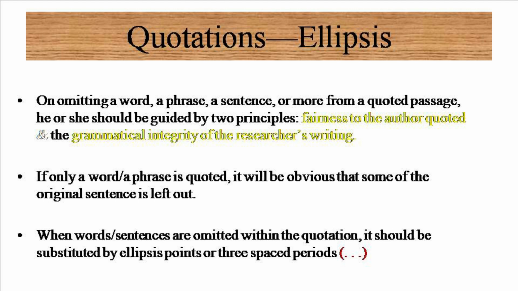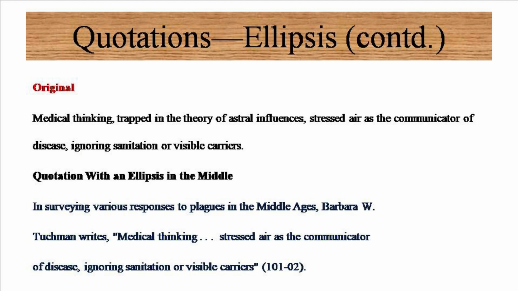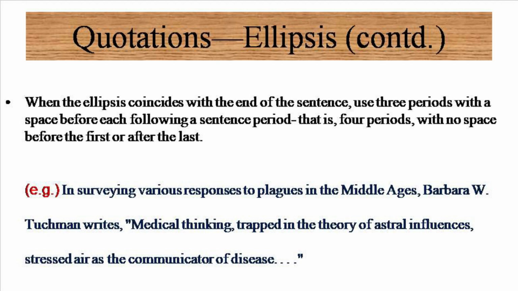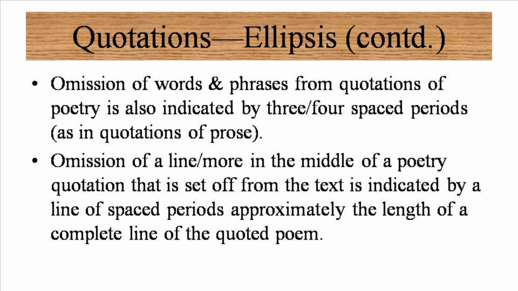If only a word or phrase is quoted, it will be obvious that some of the original sentence is left out. When words or sentences are omitted within the quotation, they should be substituted by ellipsis points or 3 spaced periods. When an ellipsis coincides with the end of the sentence, 4 periods with no space before the first or after the last should be used. Omission of words and phrases is the same for poetry.